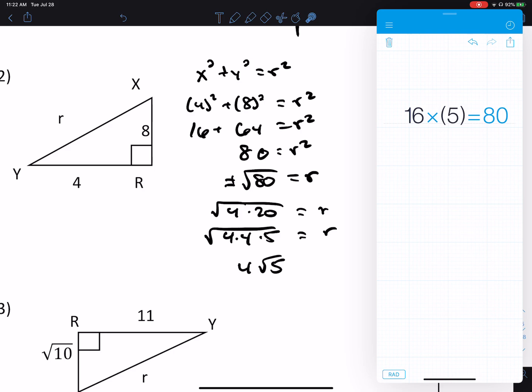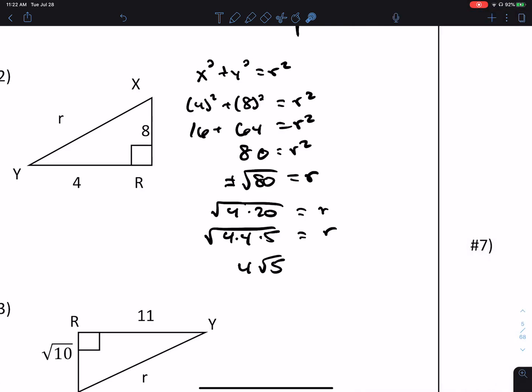Yep, that's 80. Just to make sure that we did this correct, you could always check. We could say 4 squared plus 8 squared. It says that's 80. And then is 4 square roots of 5 squared also 80? Sure is. So we've done this correct.